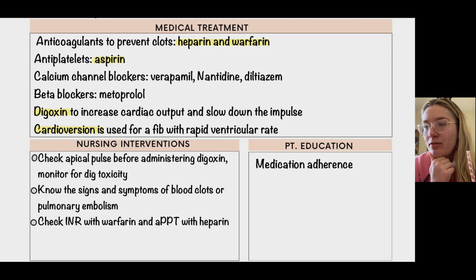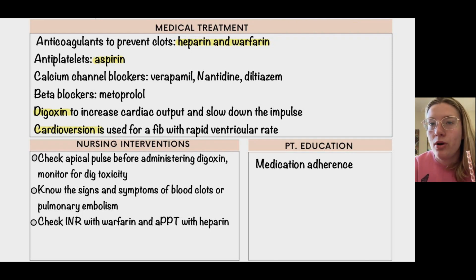We need to make sure that it's within the therapeutic range, okay? It does vary per facility protocol, and different colleges and different professors might have set lab values. So just to review, I know for the facility that I work at, we usually want our INR between 1 and 3, and our APTT between 50 and 70. But again, it does vary. So just review your normal lab values, okay?